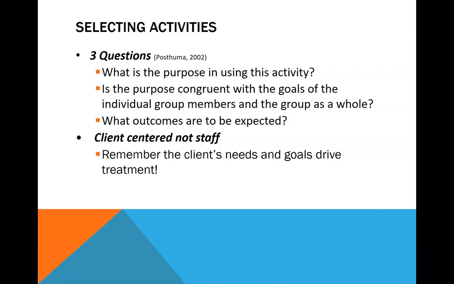I hope this brief presentation on activity analysis helps you to understand the process a little bit better as you move into your assignment. Thank you.